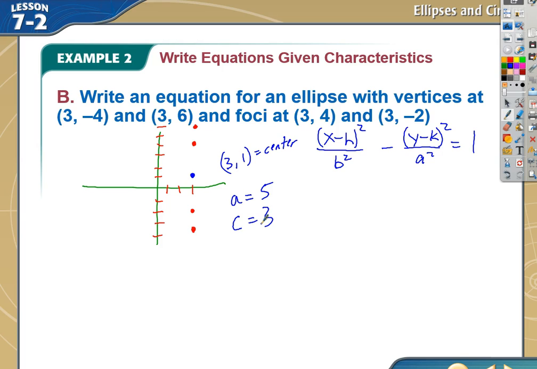So now I'm able to go ahead and find out what B is by doing C squared is equal to A squared minus B squared. So 3 squared is 9 is equal to A squared, which is 25, minus B squared. Subtract the 25, I get -16 is equal to negative B squared. Divide by -1, take the square root. 4 is equal to B.